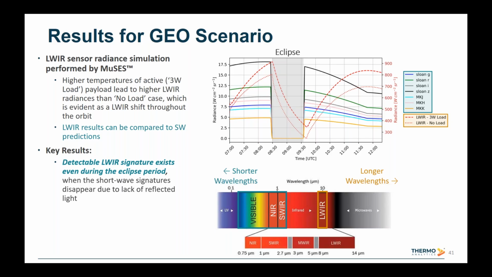What you'll notice is that in that eclipse region, all the shortwave sensors, so all the visible, near IR, and SWIR sensors, they all flatline during that region. And that's because the satellite's not being lit up by the sun, it's not reflecting that energy, and so an optical sensor in those shorter wavelengths doesn't see anything. So what we see is there is some non-zero long wave signature in this region, and that's pretty interesting. Beyond that, we also see a discernible difference between the 0-watt and 3-watt payloads. And so that's interesting as well. And that's the effect that we showed earlier in the webinar. It's still present here.